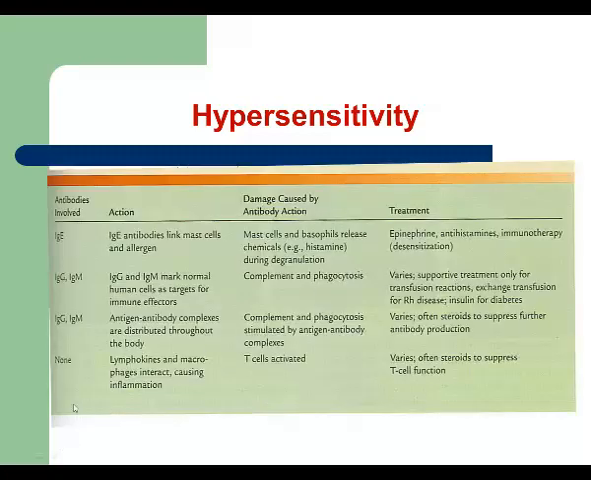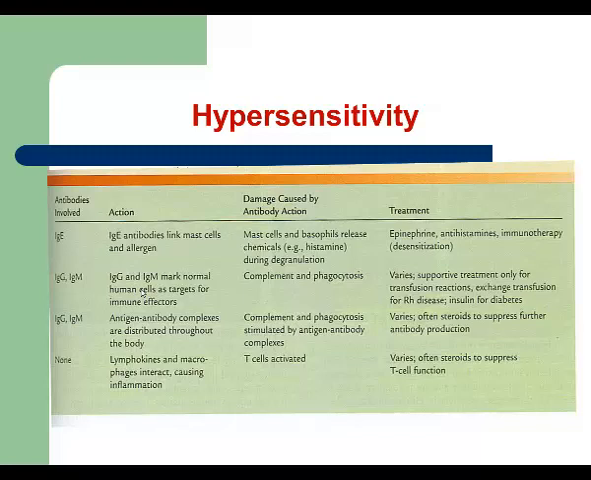So what kind of antibodies are involved in this type? In type 2 hypersensitivity reactions, immunoglobulin G and immunoglobulin M are involved. What they do is mark our normal cells, mistakenly of course, as targets. This activates the complement system and phagocytosis. As a result, patients develop symptoms of the disorder.